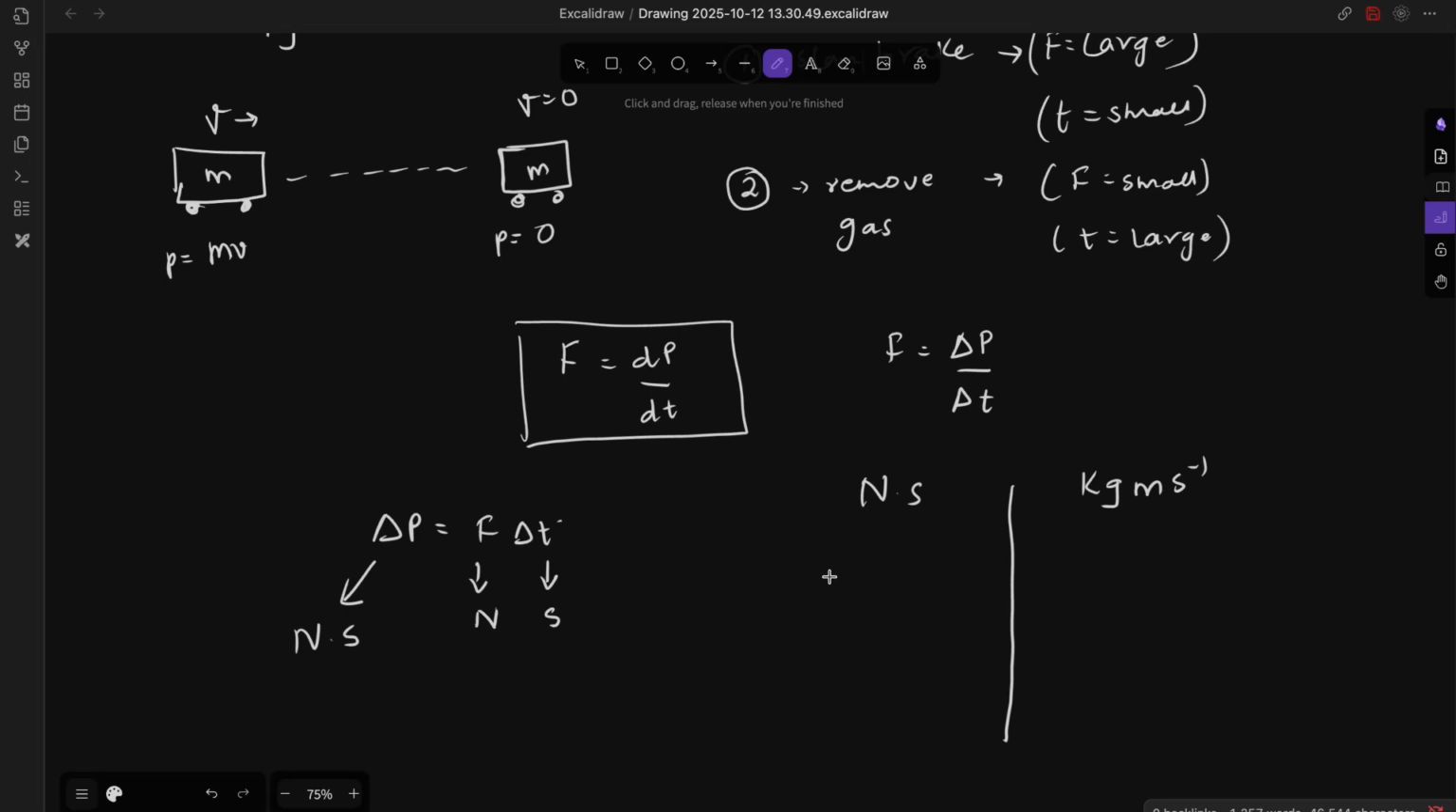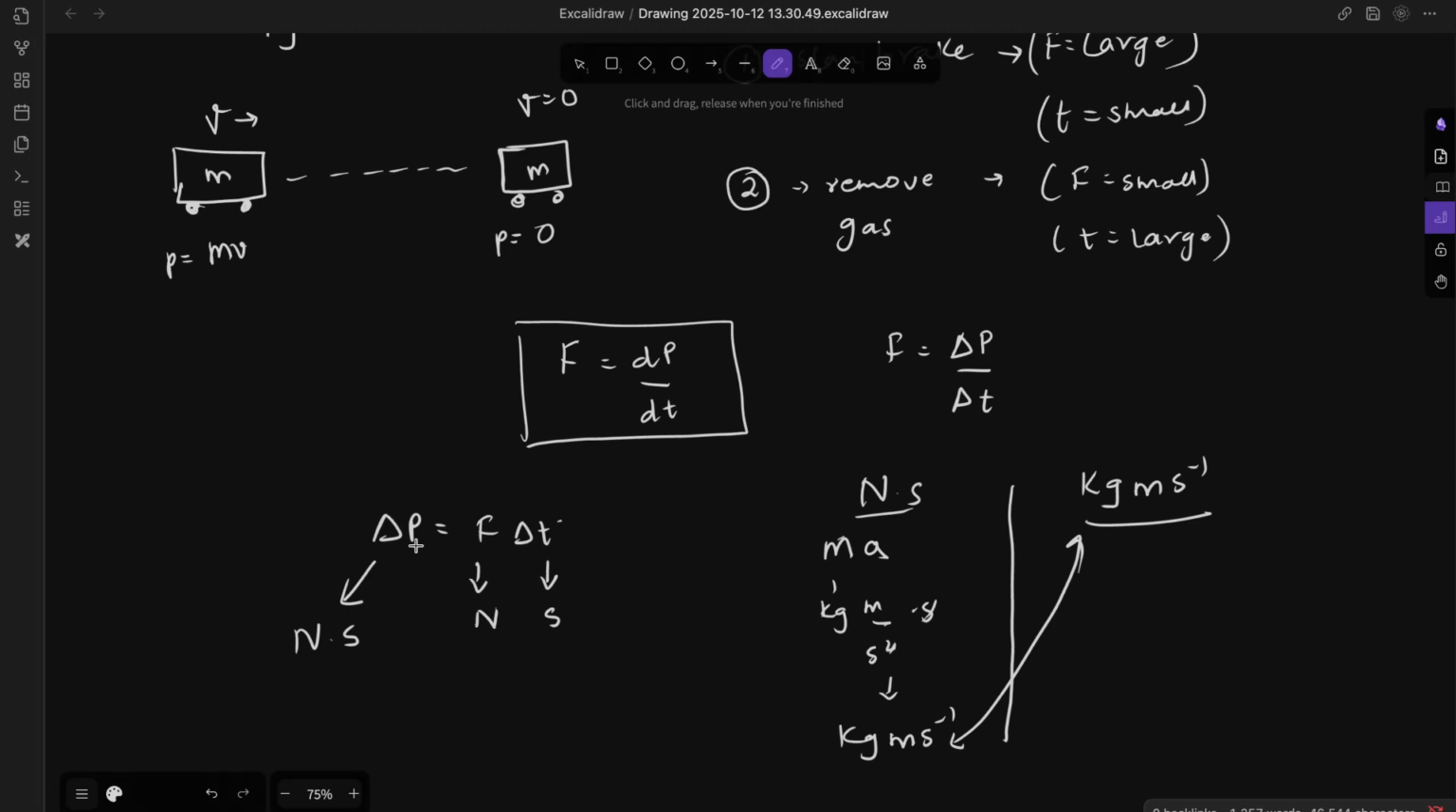Now if we look clearly, Newton is nothing but the unit of force, and the formula for force that we know, obviously we are going back here, is nothing but mass times acceleration, that gives you kg meter per second square times second, and this gives you kg meter per second. So this is how both the units are the same. It's just a different way of expressing it.